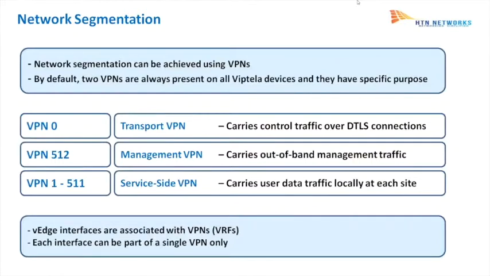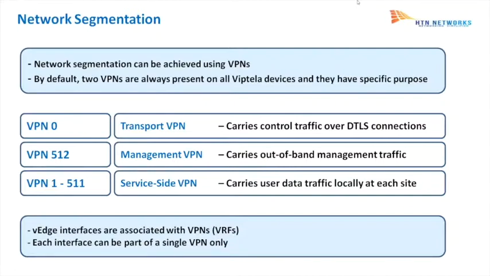So network segmentation can be achieved by using VPNs. By default, there are two VPNs always present on all Viptela devices. When you order those devices, they come with those two VPNs, and those two are VPN 0 and VPN 512. VPN 0 is your transport VPN, which carries all the control traffic over DTLS connections. VPN 512 is the management VPN that carries out-of-band management traffic. VPN number 1 to 511 is server-side VPN, where you connect your existing branch network.